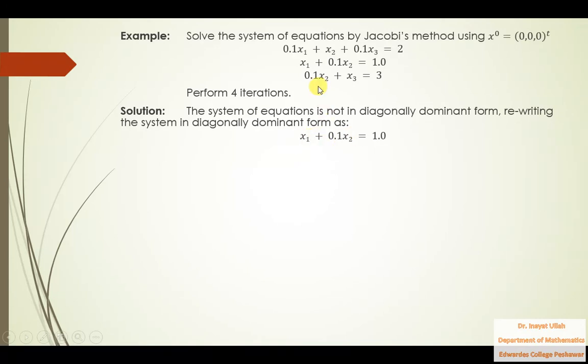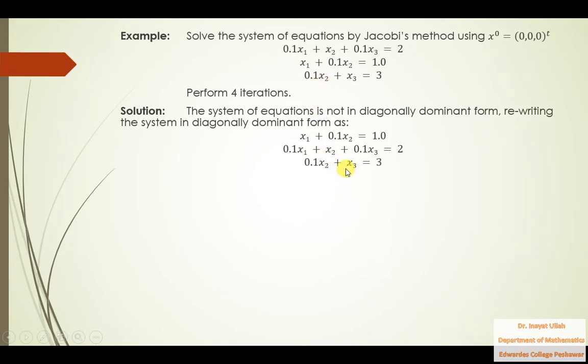And secondly, in this equation we see that the coefficient of x2 is 1, and 1 is greater than the sum of these two, so that's why this should be considered as the second equation. And the third equation is definitely this one.